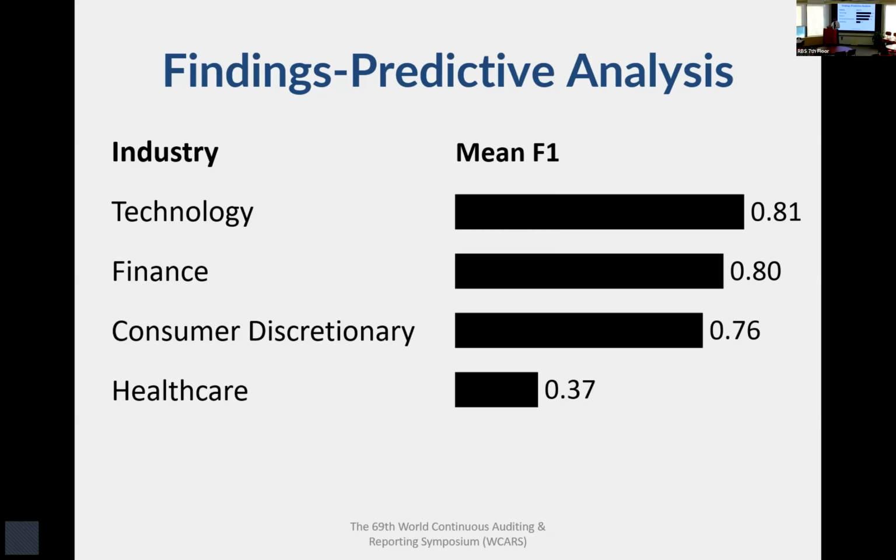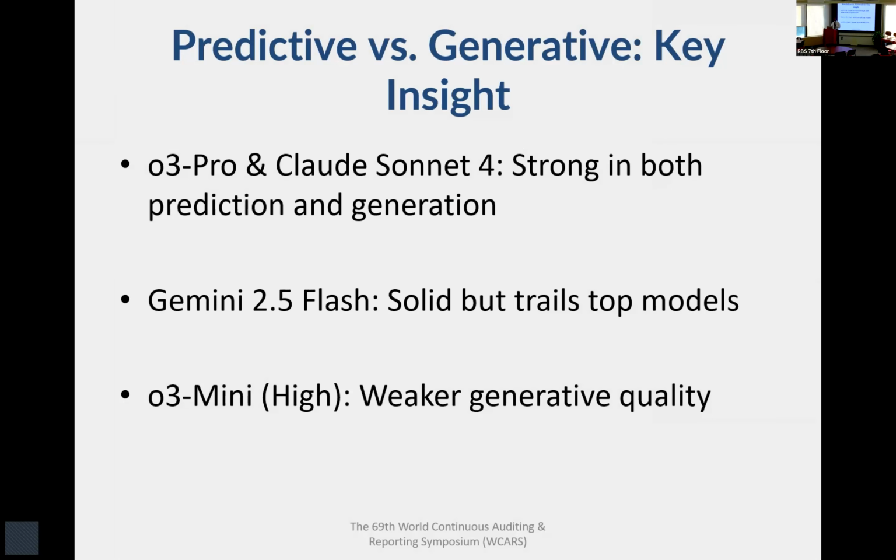So we found out technology seemed to have the highest rating, and then finance, and then consumer discretionary. So looking at the O3 Pro and then the Claude Sonnet, they were strong in both predictive and generative areas. Gemini 2.5 Flash did not perform very well, and then O3 Mini High was weaker on the generative side.